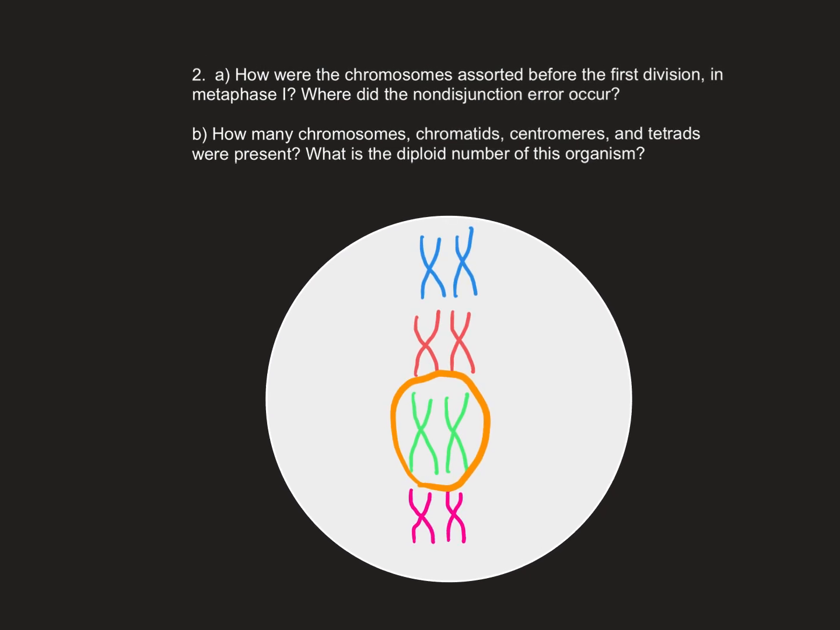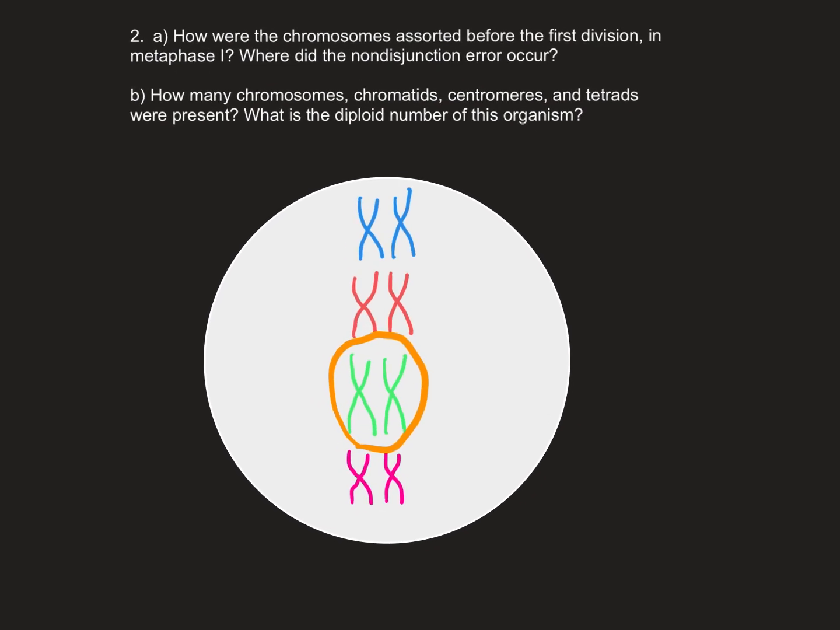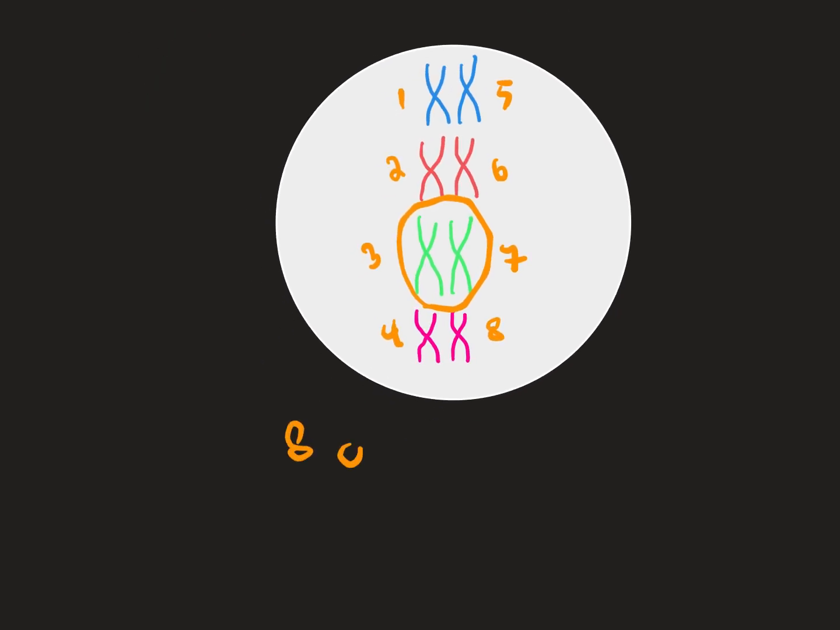And next we're asked in part B, how many chromosomes, chromatids, centromeres, and tetrads were present? So in terms of chromosomes, again, we can just count here. We have 1, 2, 3, 4, 5, 6, 7, 8. So we have 8 chromosomes.